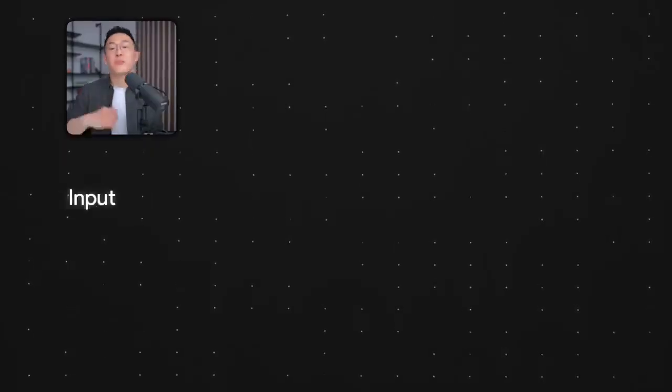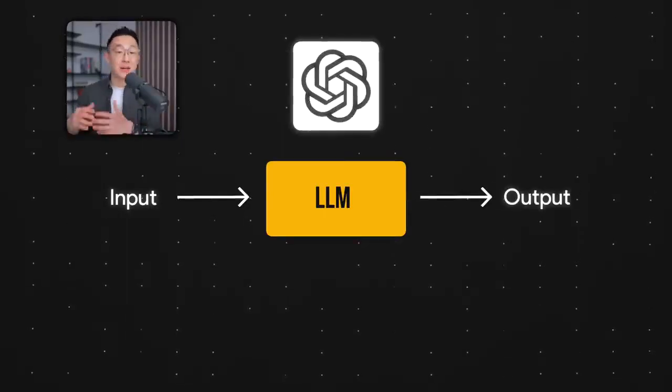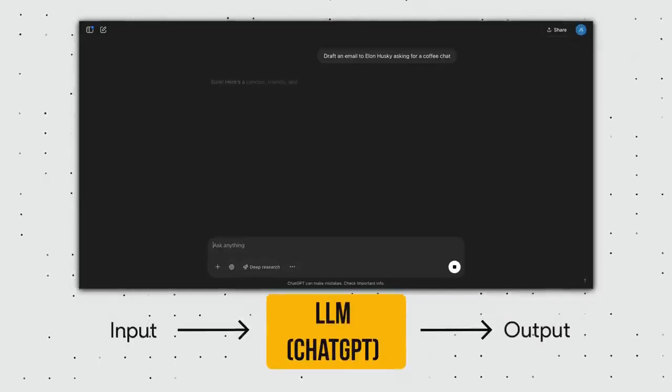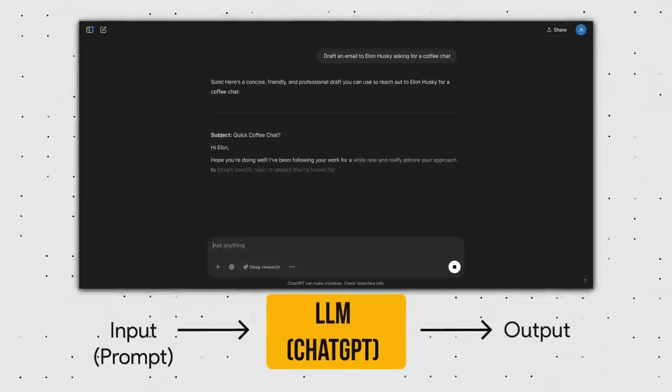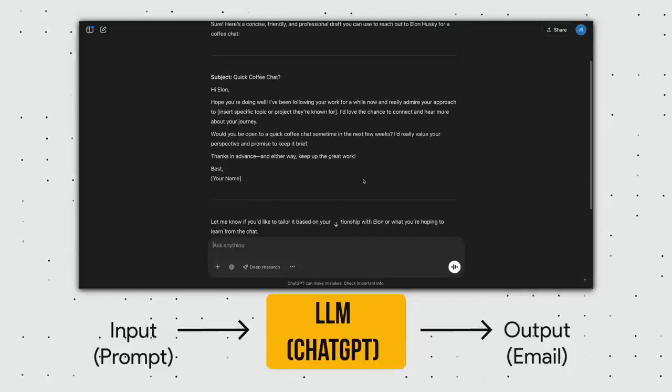Here's a simple visualization. You, the human, provide an input and the LLM produces an output based on its training data. For example, if I were to ask ChatGPT to draft an email requesting a coffee chat, my prompt is the input, and the resulting email that's way more polite than I would ever be in real life is the output. So far, so good, right?